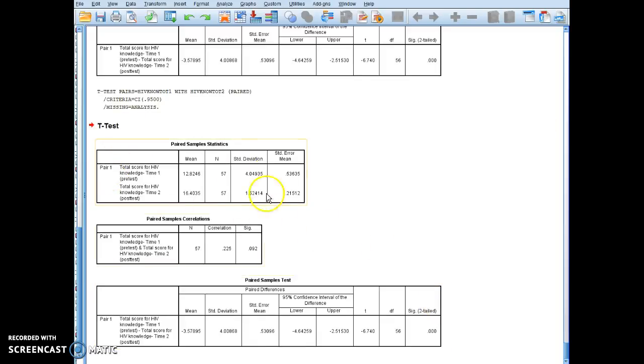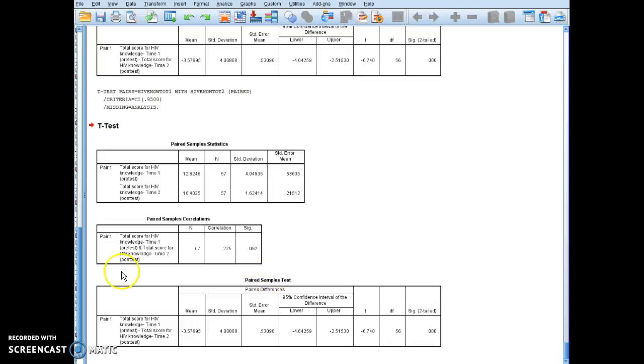The first table gives us the mean scores for HIV knowledge at time 1, which is 12.8, and total scores for HIV knowledge at time 2, which is 16.4. The total number of students who took part in both the pre-test and the post-test is 57, and then their respective standard deviation and standard error mean.